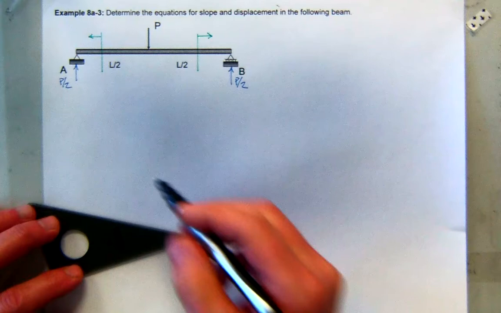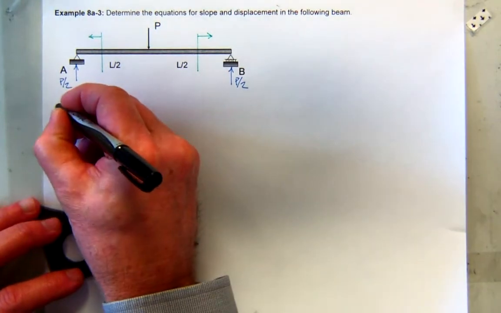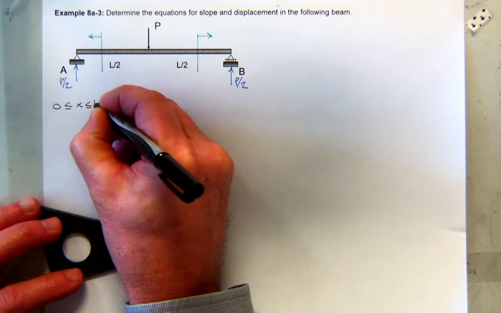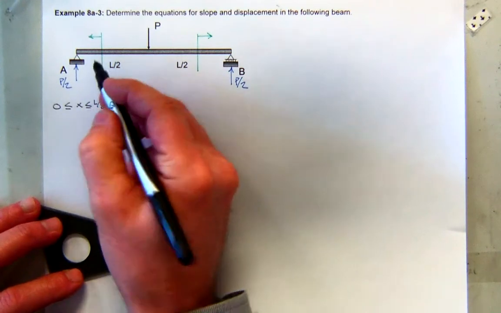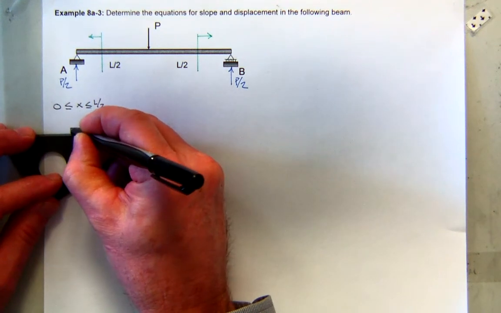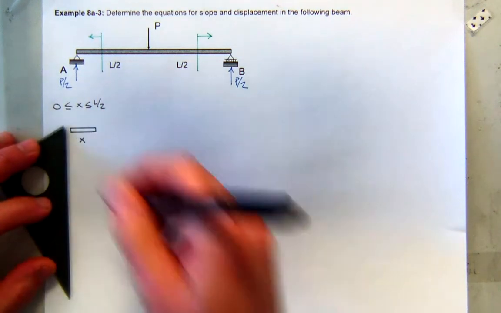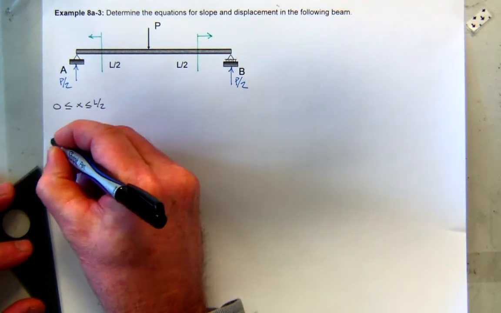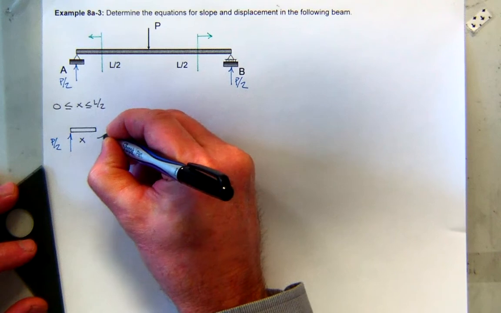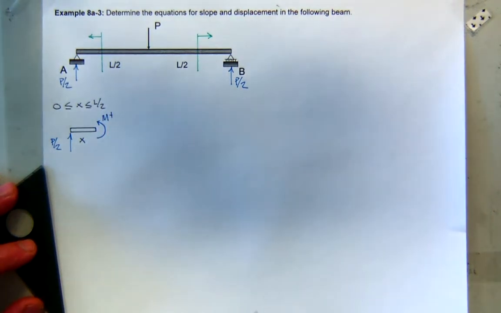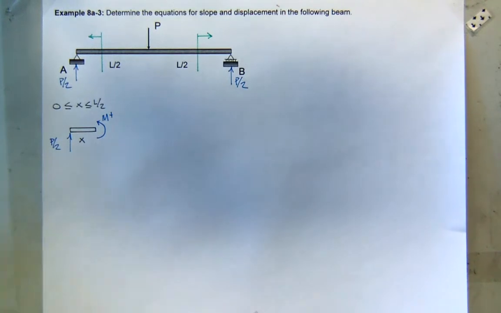So the first thing I'm going to do is create a moment expression that's valid between 0 and L over 2. That's this left side. So if I draw my free body diagram for that structure, at some distance x, I have my left edge reaction, which is P over 2, and then I'll have my internal bending moment. That's it. This looks way easier than before, right?